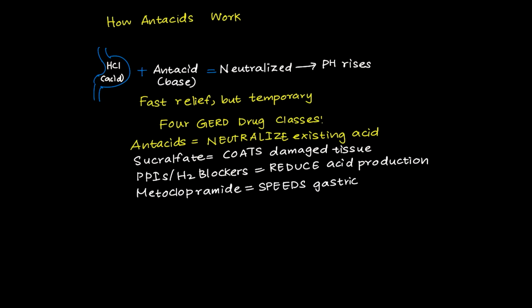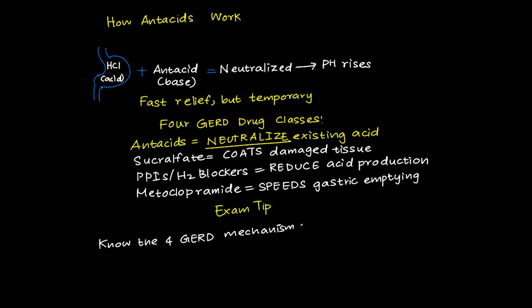Each of these 4 drug classes treats GERD differently. Antacids are the simplest. They just neutralize what's already there. Here's a WGU D455 exam tip for you. Know the 4 GERD drug mechanisms cold. Antacids neutralize, PPIs and H2 blockers reduce production. Sucralfate coats. Prokinetics speed emptying. Questions love to mix these up.